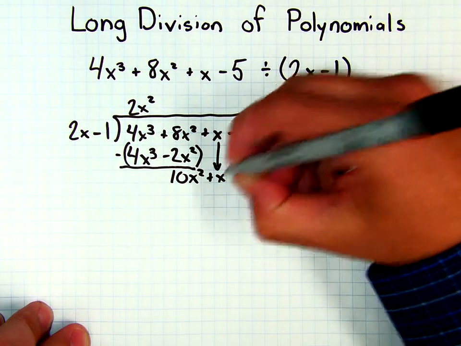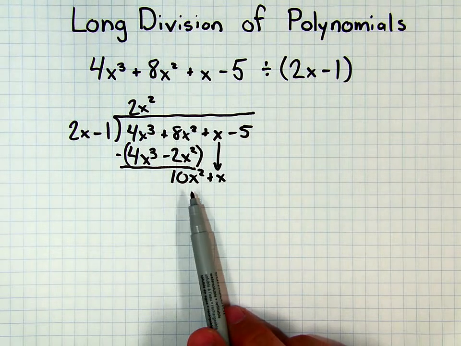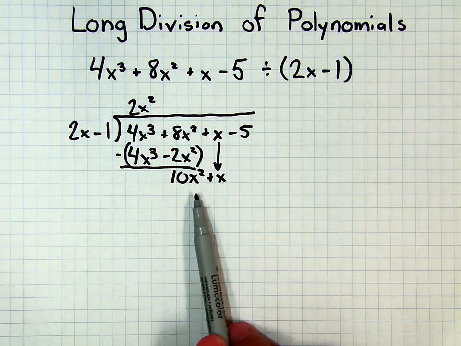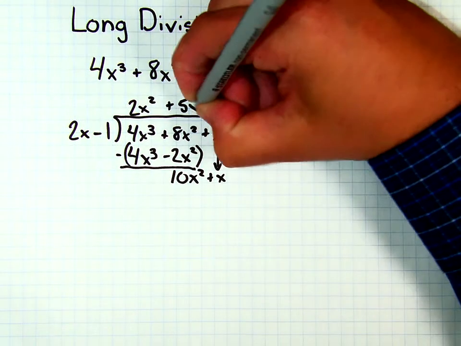Next step, bring down the x. So the plus x goes there. Then I repeat the process. So I look at the 10x squared. What do I have to multiply 2x by to get 10x squared? 5x will work. So I'll put plus 5x up there.